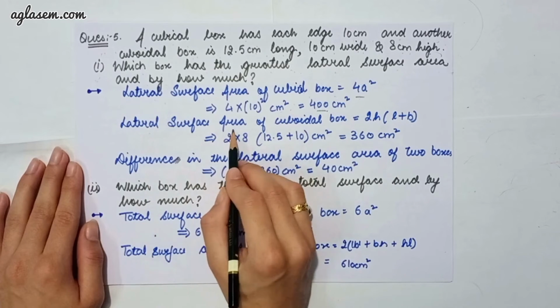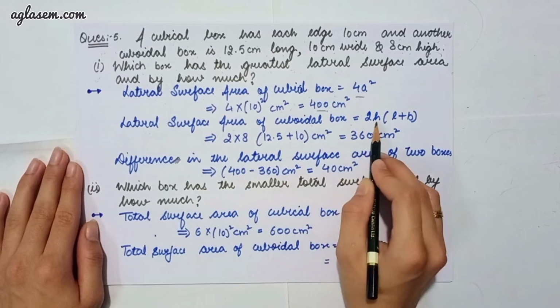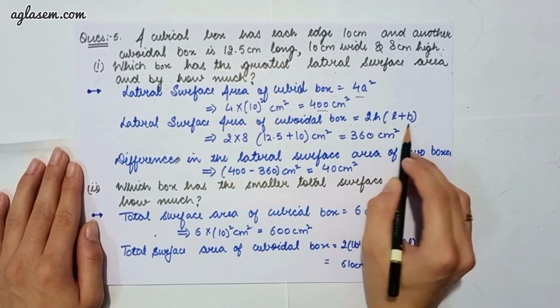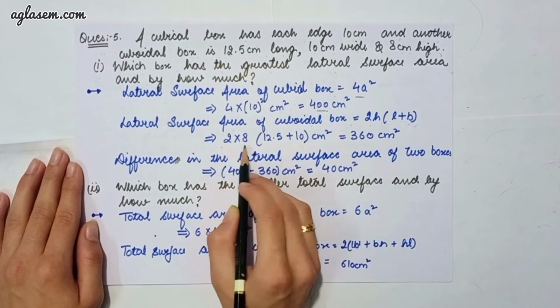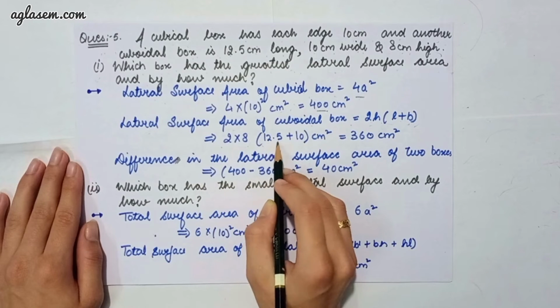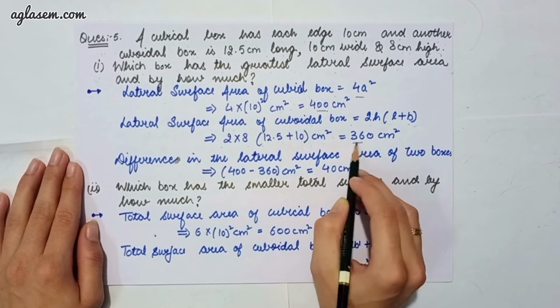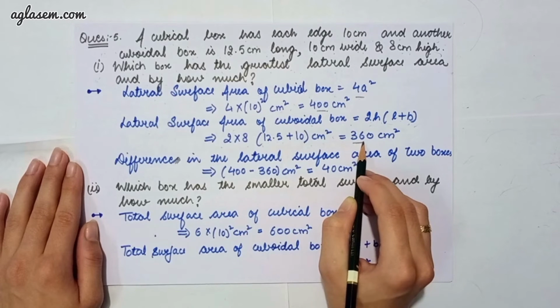And lateral surface area of cuboidal box, that is 2h(L plus B). So by applying the values, you will get 2 into 8 (12.5 plus 10) centimeter square, which will give you 360 centimeter square.